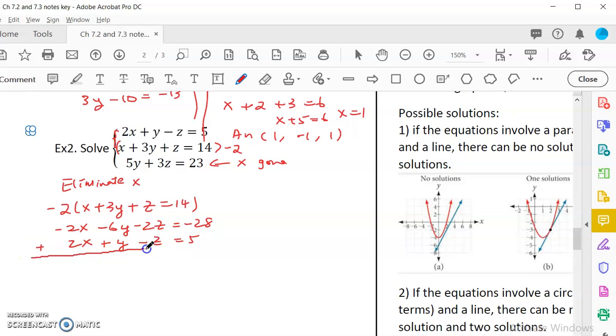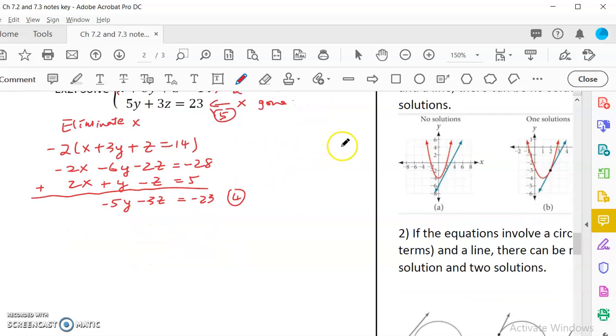If I add these two, you can see the x goes away. I have -5y minus 3z is equal to -23. Okay, so this is my equation 4. And then this should be my equation 5, because x is already gone, so I don't have to do the second pair. So if you see any case where one of the variables is gone, then that would be one of your 2x2 system. So let's gather 4 and 5 together.